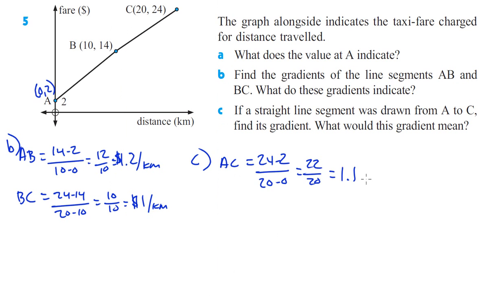So that means, on average, after you pay your $2 just for getting in the cab, you're paying $1.10 per kilometer on average if you were to go 20 kilometers. All right? Okay, that is all for 7C.